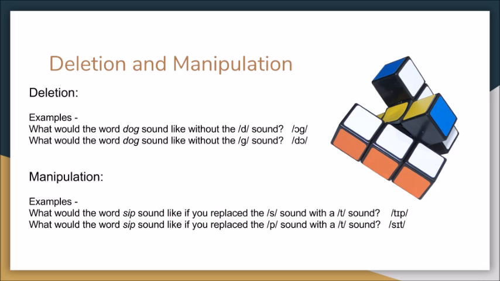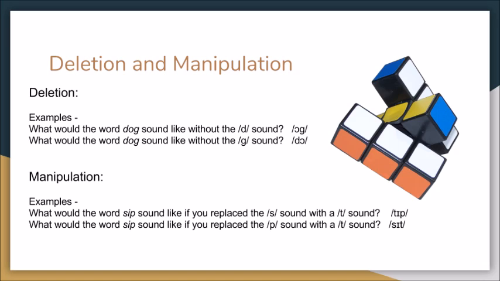Deletion and manipulation. This is the most difficult step in the phonological hierarchy. In deletion, we are teaching the student to remove a specific sound from the word. For example, what would the word dog sound like without the d sound? Og. What would the word dog sound like without the g sound? Da.